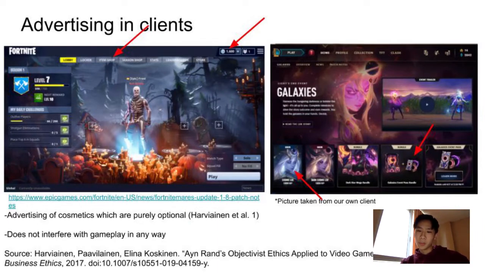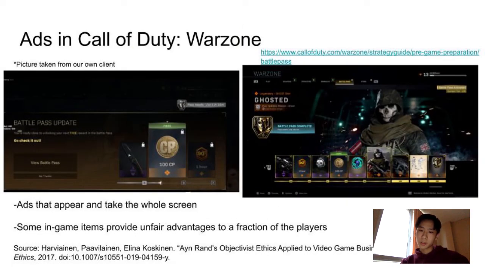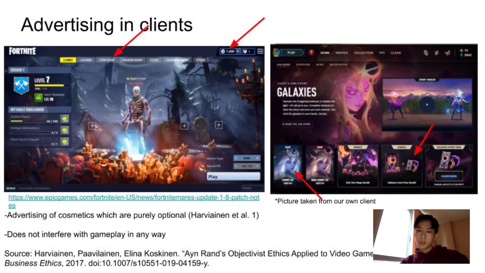Now for in-game economies. You're going to have two types. League of Legends and Fortnite provide cosmetics, so it only affects how the game looks. But other games like Call of Duty Warzone, you can buy items that give you an advantage over other players. So for games like League of Legends and Fortnite, I'd say it's fine because they advertise it in their client, but not that much.